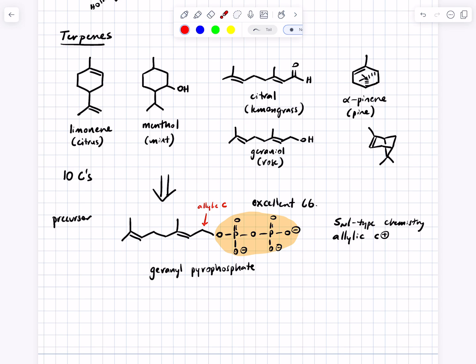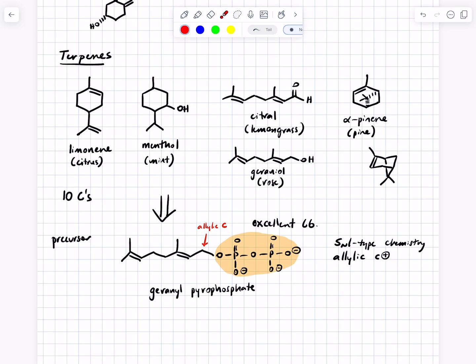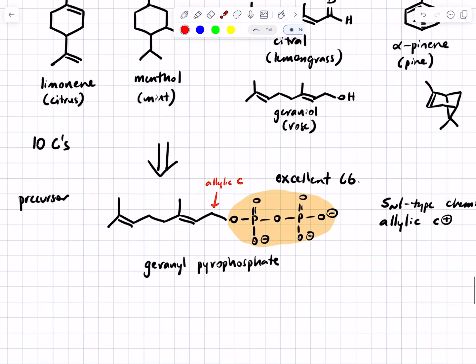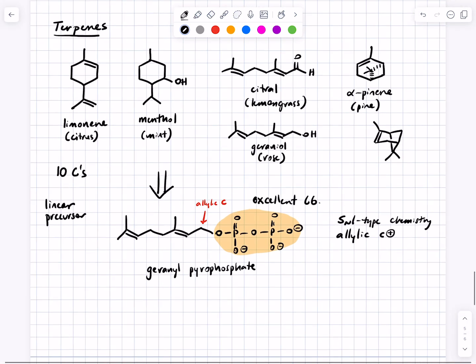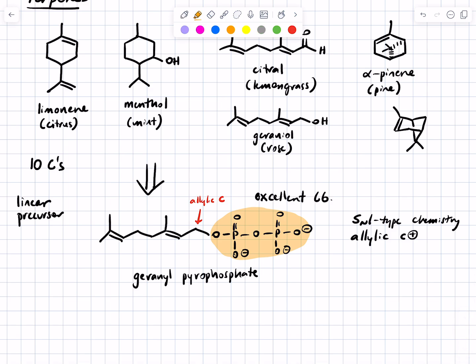Key to understanding terpenes is to relate the structure of what I'm going to call a linear precursor, geranyl pyrophosphate, with the structure of the final terpene compound. And I want you to notice the regular spacing of branching methyl groups in the linear precursor.